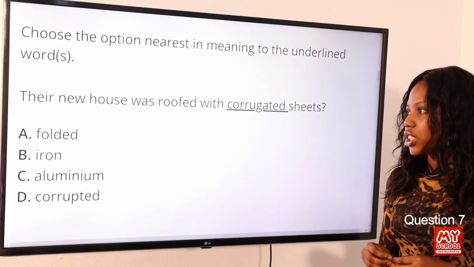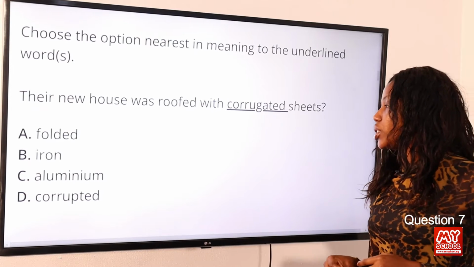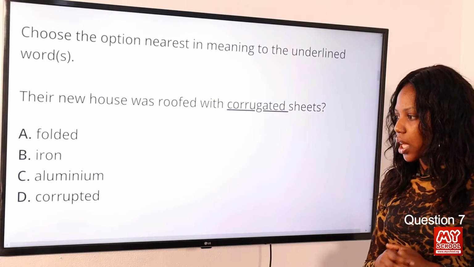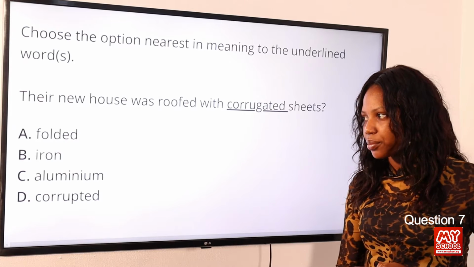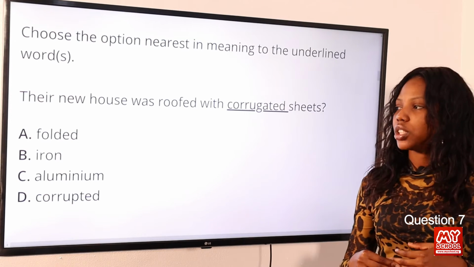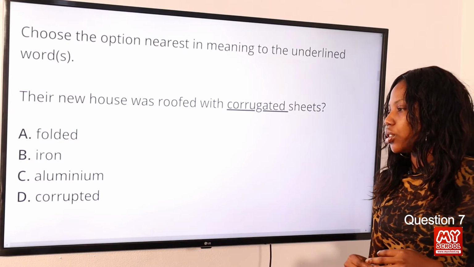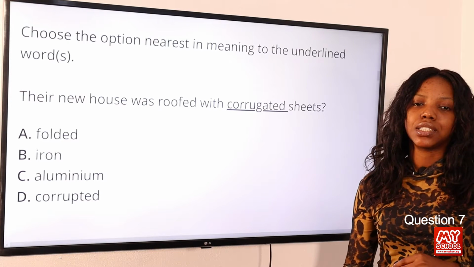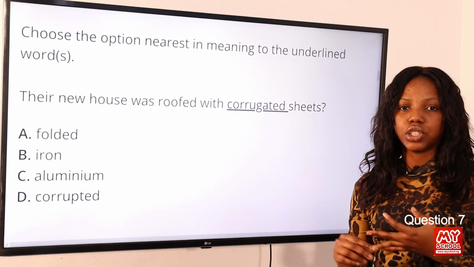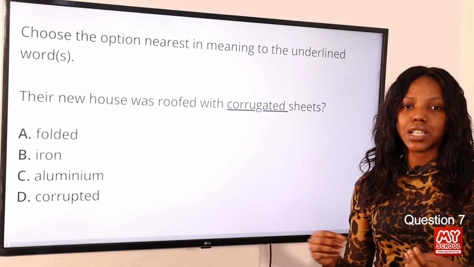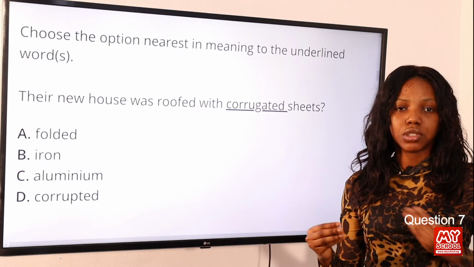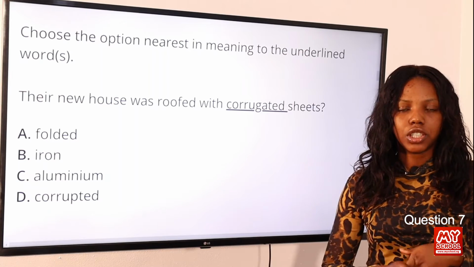Question 7. Their new house was roofed with corrugated sheets. Option A, folded. Option B, iron. Option C, aluminium. Option D, corrupted. The answer to this question is option A, folded, because the word corrugated pertains to a surface that is made up of series of ridges or grooves. So folded is synonymous to the shape in which a corrugated material looks like. So the answer to this question is option A, folded.